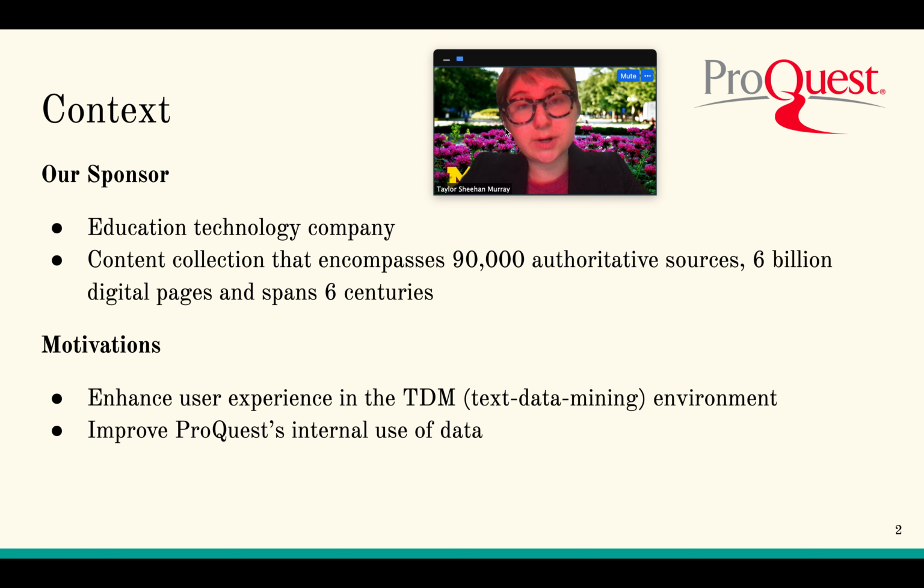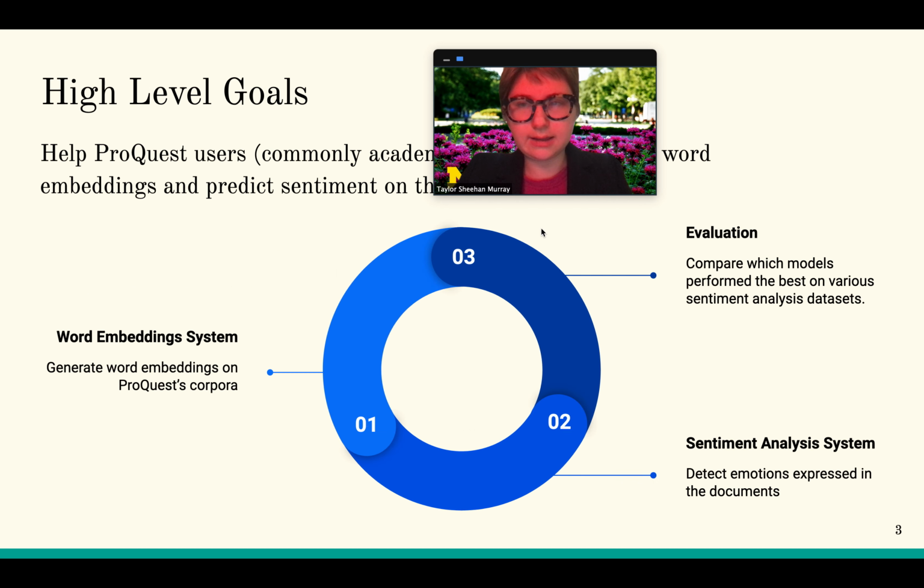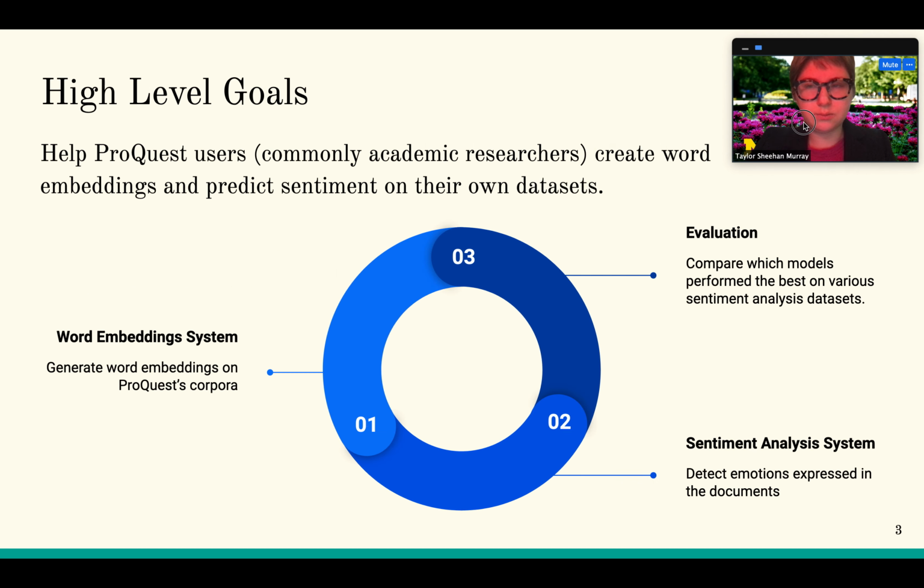The motivations for this project were to enhance user experience in their new text data mining, or TDM, environment, and also to improve ProQuest's own internal use of data. So how are we going to do this exactly? The high-level goals were to help ProQuest users create their own word embeddings on their own specific corpora, which they can access in ProQuest, and also to be able to predict sentiment on their own data sets. You don't need to know exactly what word embeddings are right now, but you should know that they can be used in sentiment analysis.